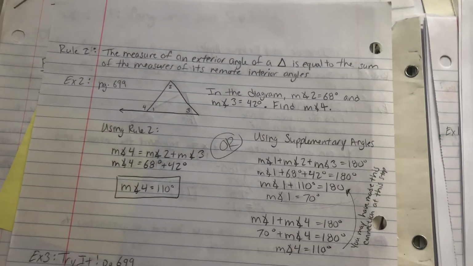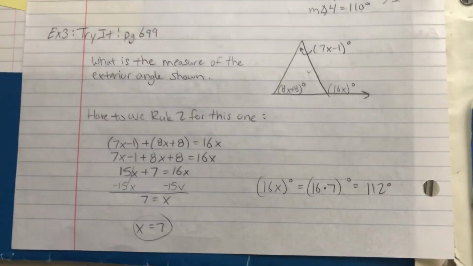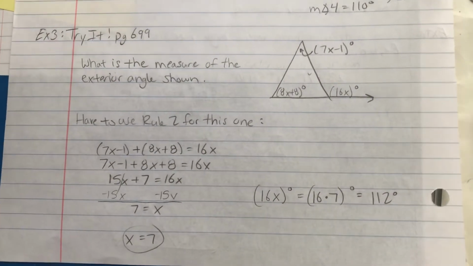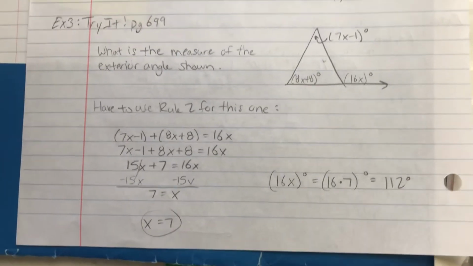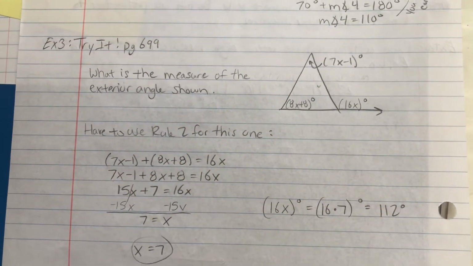Okay. Example 3, though, there's really no other way that we can approach this because they don't actually give us angle measures. They give us expressions to represent angle measures. So we would have to use rule number 2 for example 3. And this comes from the Try It on page 699.